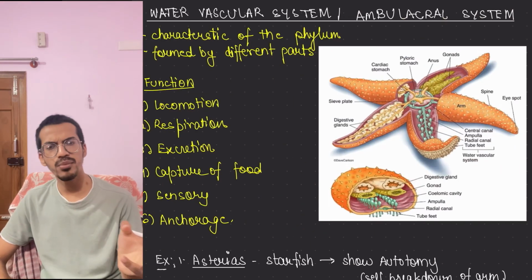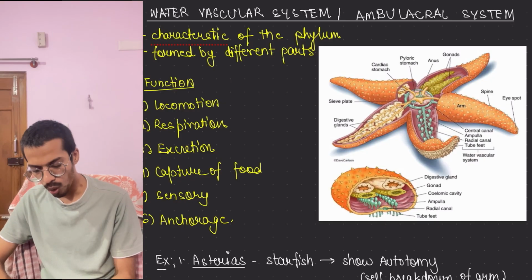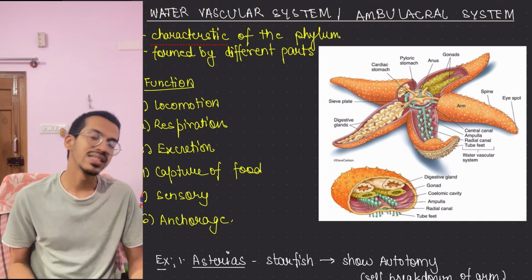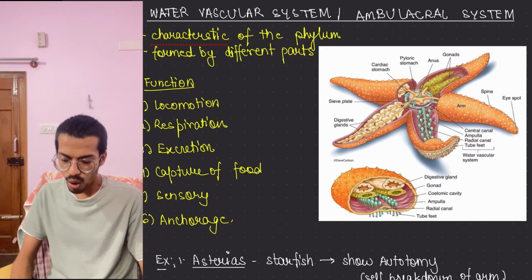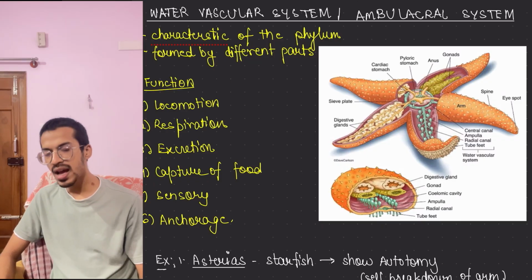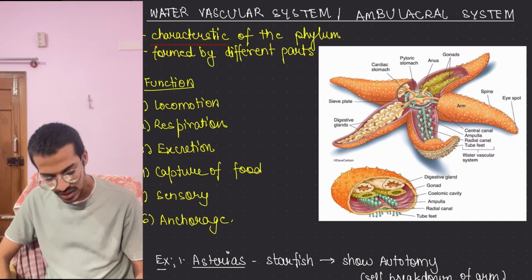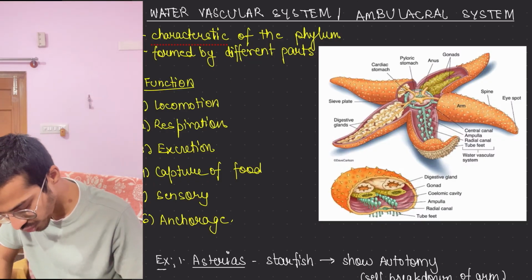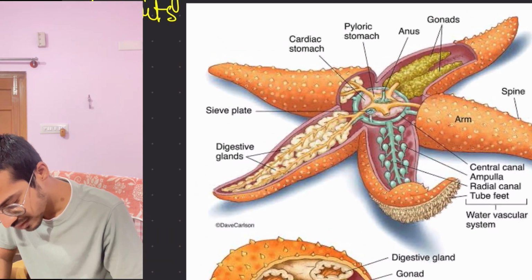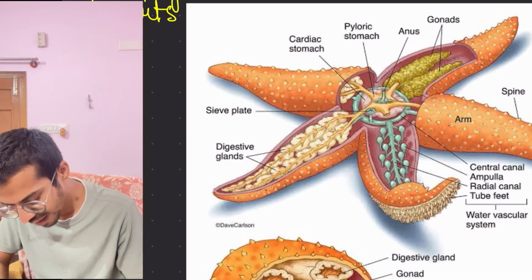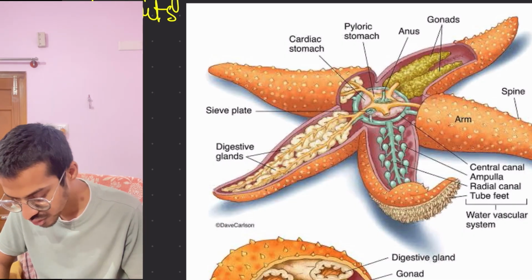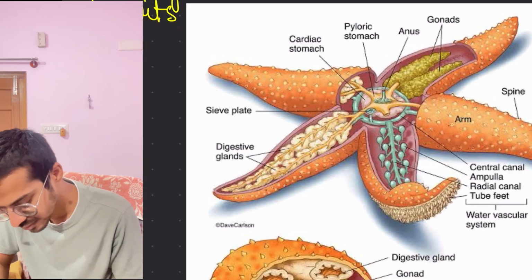Then comes a very important system that is present, called the water vascular system, or ambulacral system. This is the characteristic of this phylum, and it has certain parts. If you see over here, this is the anus pore. Over here we have this stiff plate called the madreporite. So this is the madreporite.